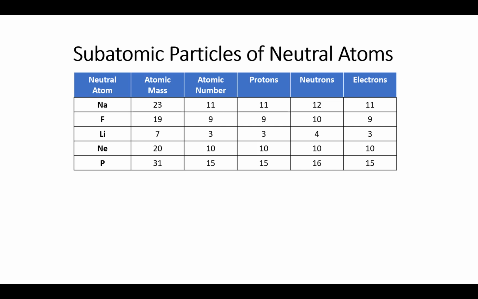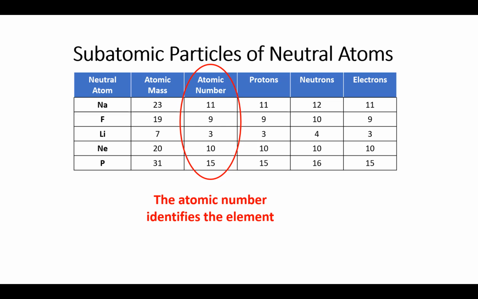What I'd like you to figure out is, what are these things and how do they relate to protons, neutrons, and electrons? Let's start off with the atomic number. The atomic number is by far the most important item that we have on this chart. Why is that? Because the atomic number identifies the element. When we refer to element number 11, we are referring to Na, which is sodium. If we say element number 15, we are referring to element P, which is phosphorus.